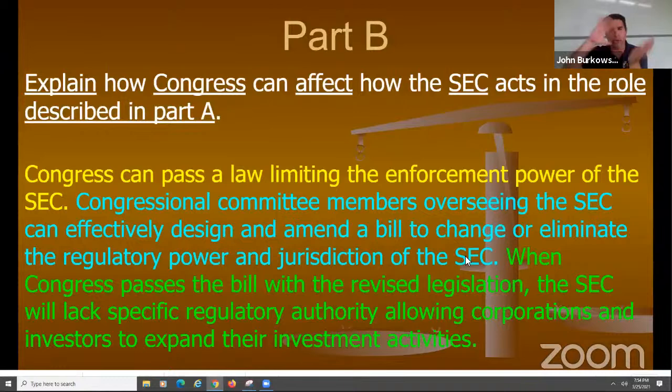Now let's close the loop, all right? Let's expand on that. When Congress passes a bill with the revised legislation, the SEC will lack specific regulatory authority, allowing corporations and investors to expand their investment activity. Their hands are tied, right? Congress has said, I'm changing it. Are there reasons for why Congress would do that?